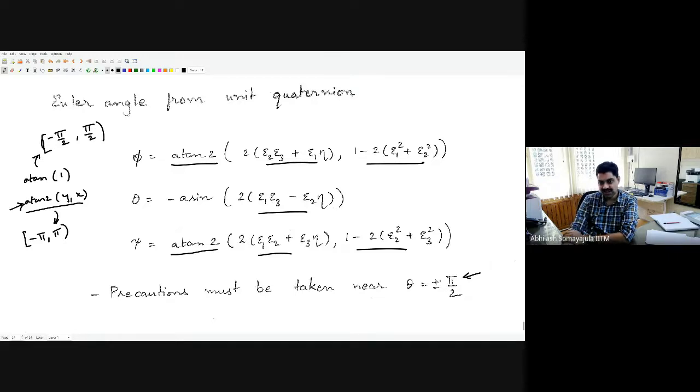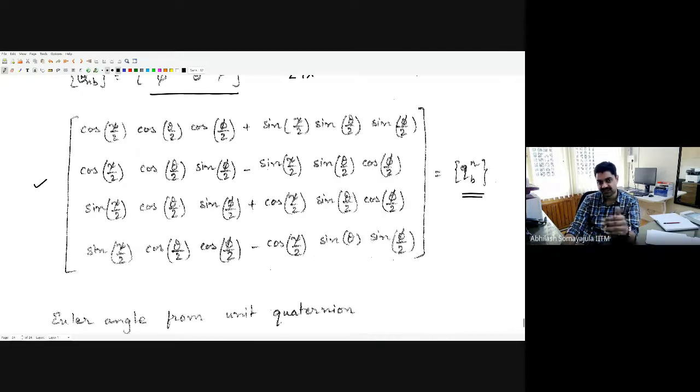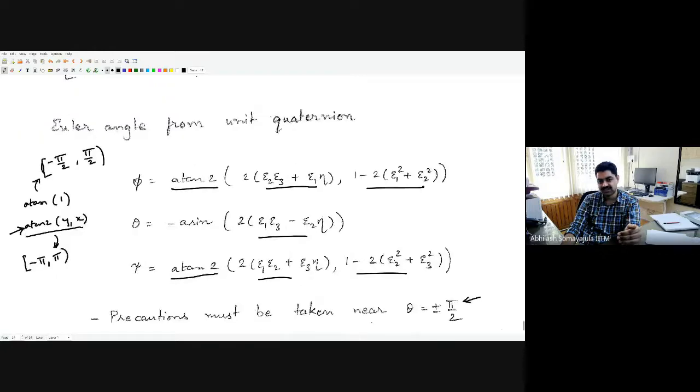Okay, so this is how we will convert from the Euler angles to the unit quaternion, and this is how we will convert from the unit quaternion to the Euler angles. Is that making sense?